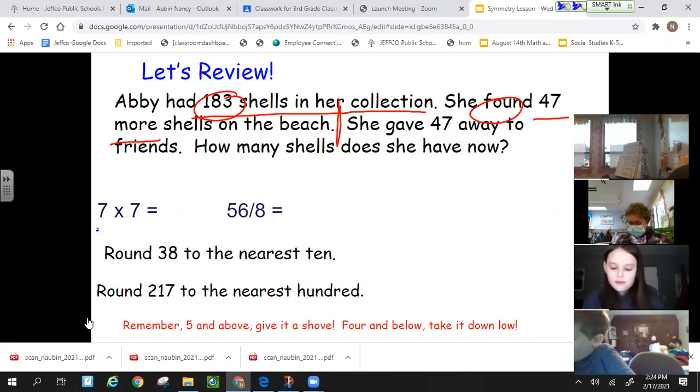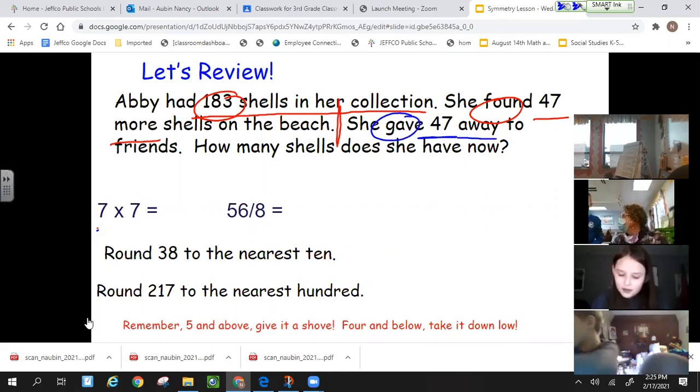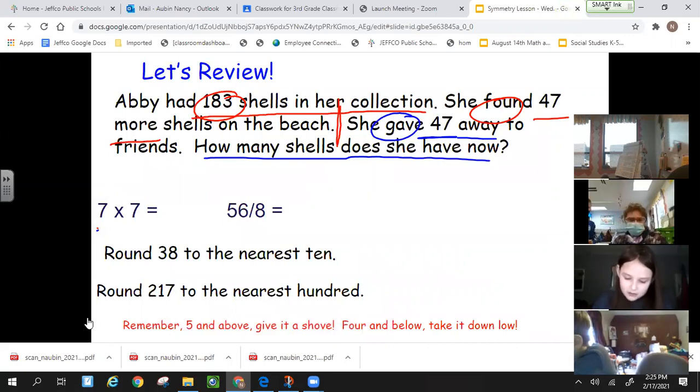I think I'll do the second step in blue. She gave 47 away to friends. How many shells does she have now? Let's see how we did. Okay, so, and give away 47, we still have the same number that it started with.